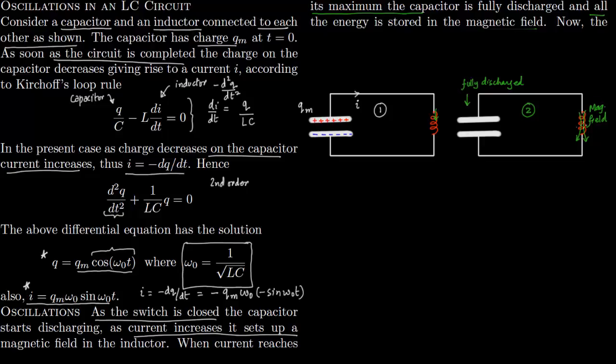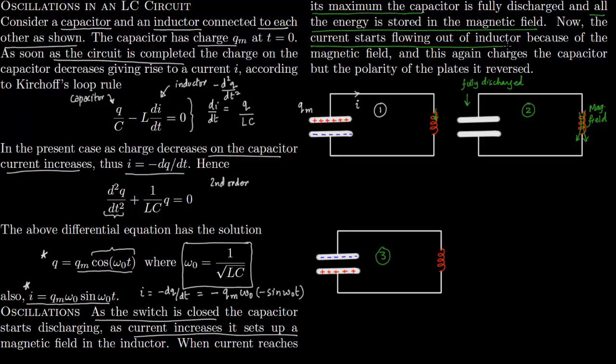So the magnetic field now induces current, and this current now flows like this. So this is figure number 3. Now the current starts flowing out of the inductor because of the magnetic field, and this again charges the capacitor, but the polarity of the plates is reversed. So now the current starts flowing out of the inductor and you get positive charge right here. So notice the positive charge is right here. Earlier the positive charge was right here, now the positive charge is right here.